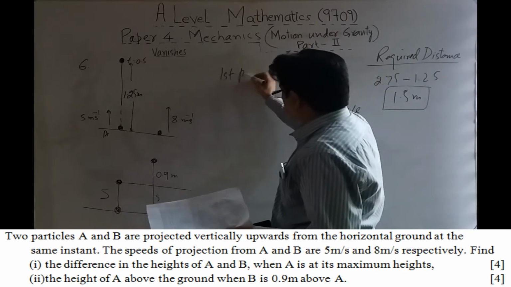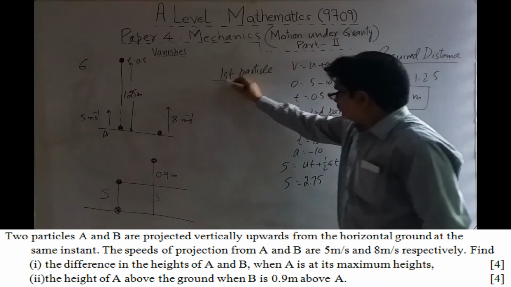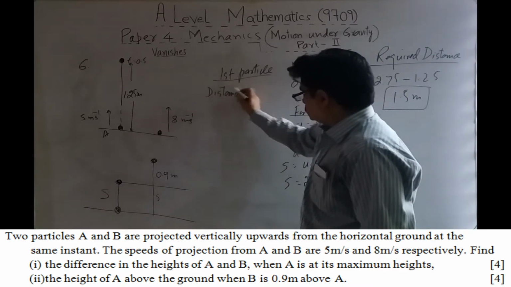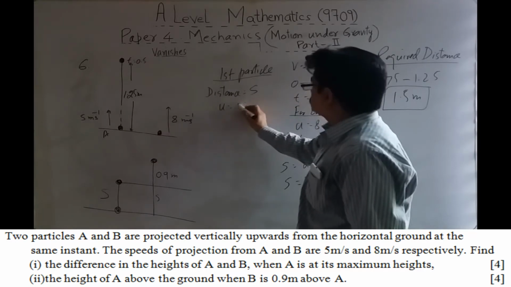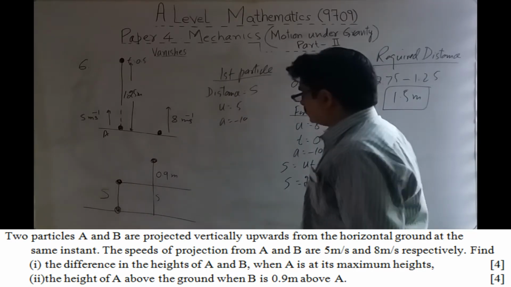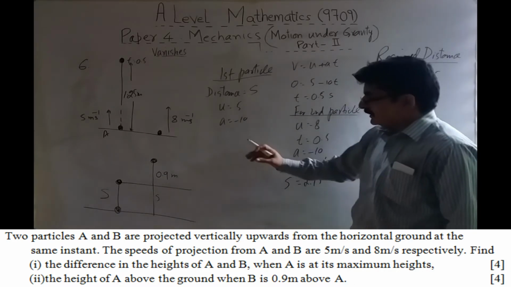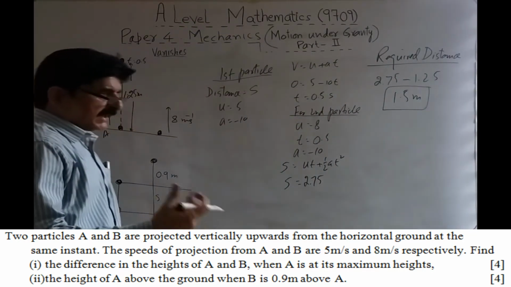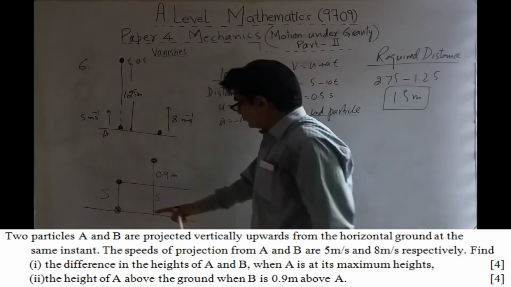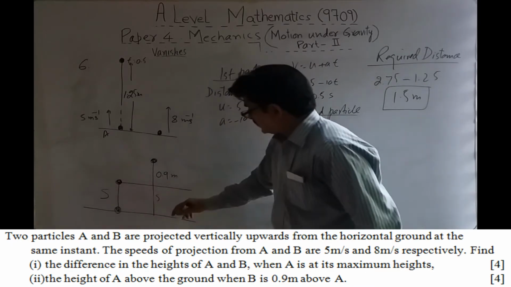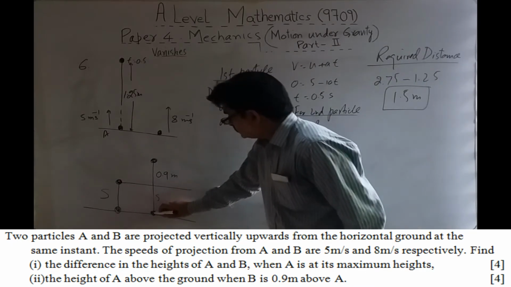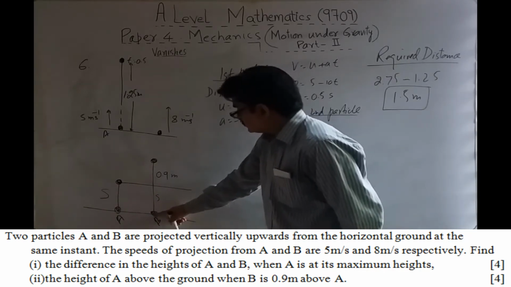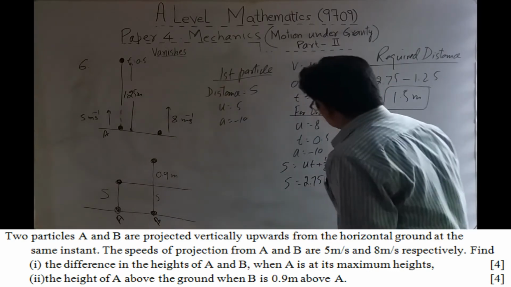Now first particle. Now we have distance is equal to s. Again we have u is equal to 5, a is equal to -10. Now the trick in this question here is that the time will be the same. So the time for the first particle to reach from this to this point will be the same as the time for the second particle to reach from this B point to this point. This is because the second particle is projected with greater velocity or speed.